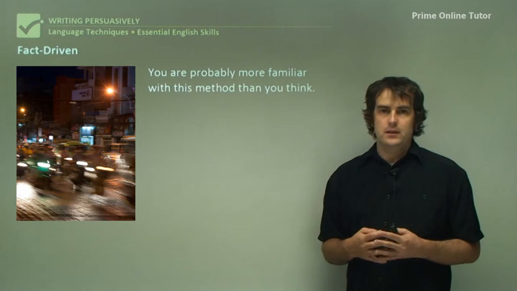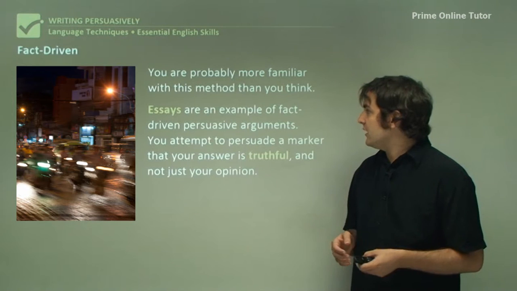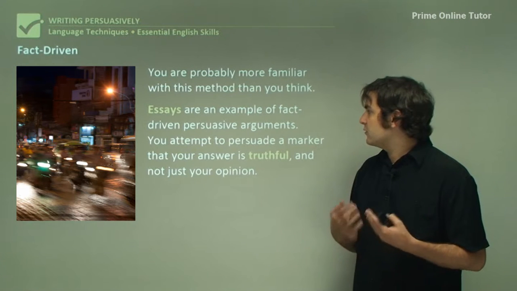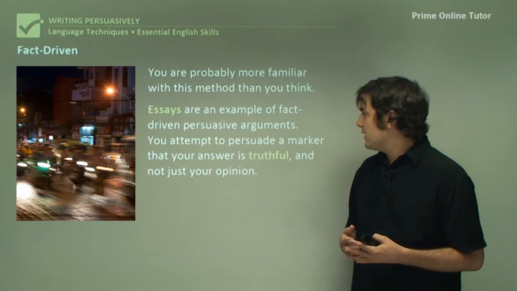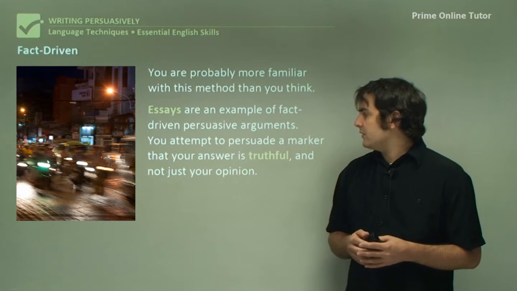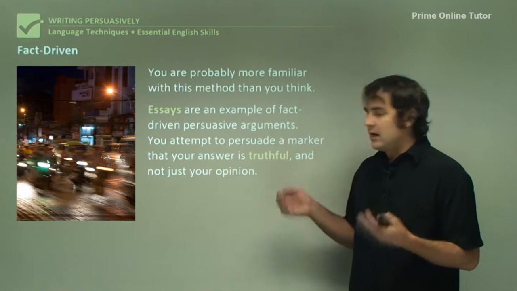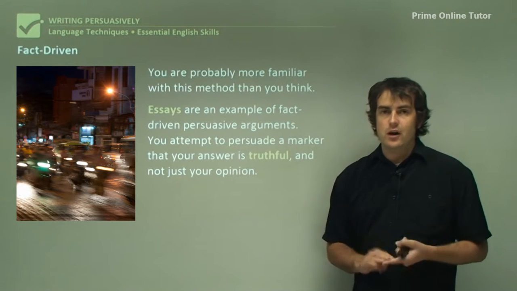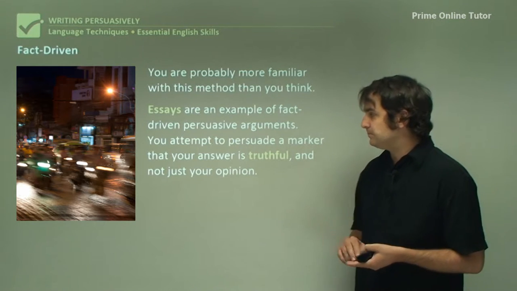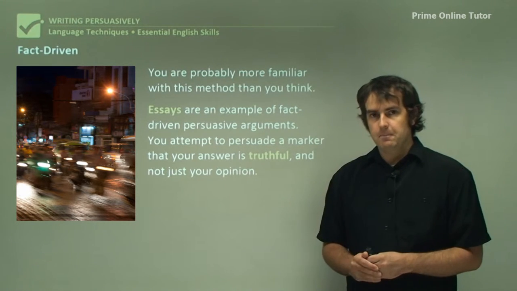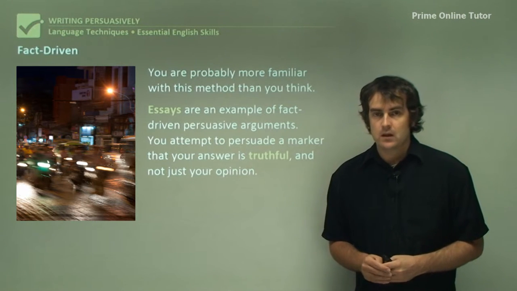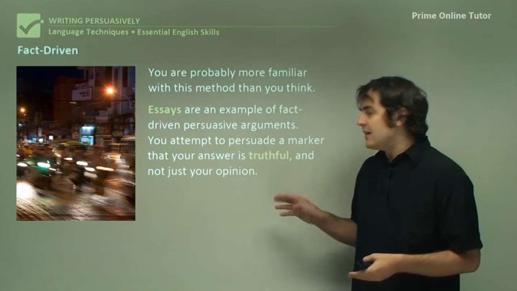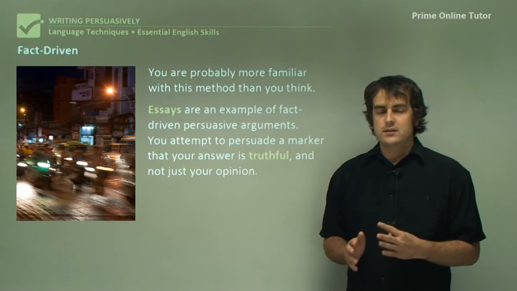Now, you actually are probably more familiar with this than what you think, because essentially it is an essay. An essay is a perfect example of the fact-driven persuasive argument, because what you're doing is you're trying to persuade your marker, first of all, that your answer is truthful and not just your opinion. And if you are writing essays effectively, you will know not to use I, we, or us. And the reason for that is this. When you submit an essay, and you'll particularly find this when you do your HSC, you don't have a name attached to it. You have a student number. And when you attach that, there's absolutely no idea about who is saying it.